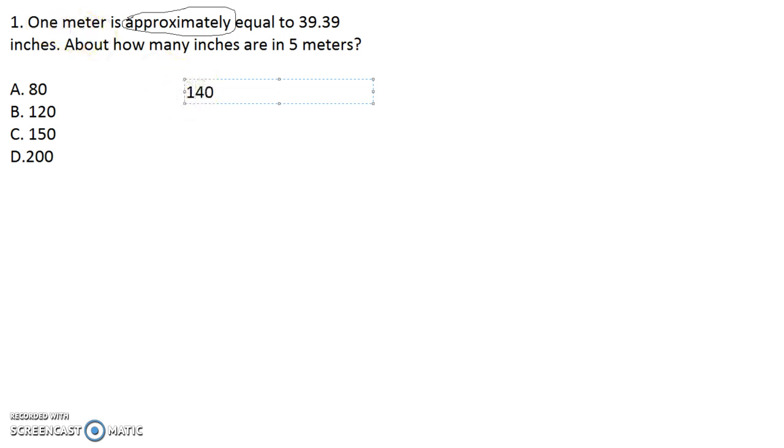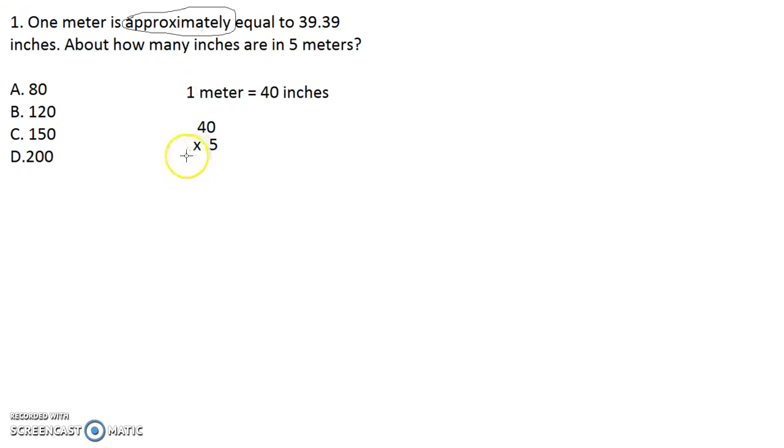So we'll say 1 meter equals 40 inches. All right, that's the first part of the question. So about how many inches are in 5 meters? Well, that's going to be pretty easy. So how many inches? Well, 1 meter is 40. And we're going to multiply by 5 because we have 5 meters. So multiply as an x. And then 5.